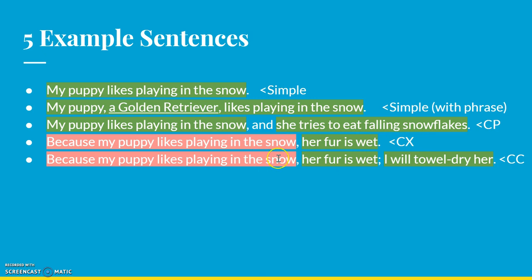And number 5 is similar to number 4, except it has a second independent clause as well, so now we're compound complex because I've got these 2 plus a dependent. So again, if you need help with sentence types, I would advise that you go watch that other video.